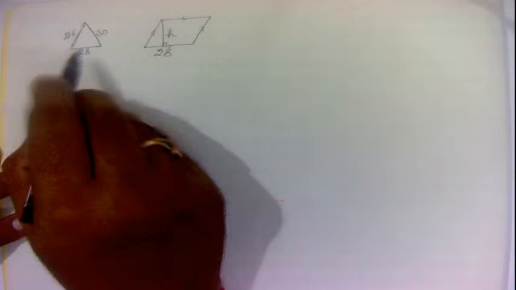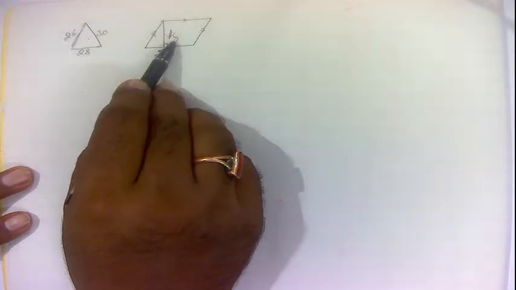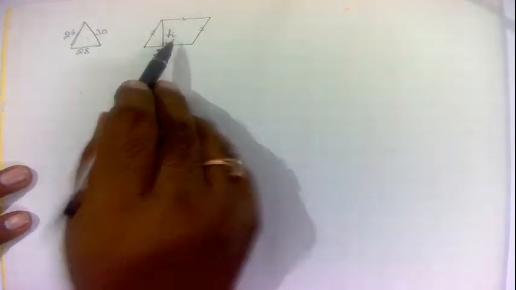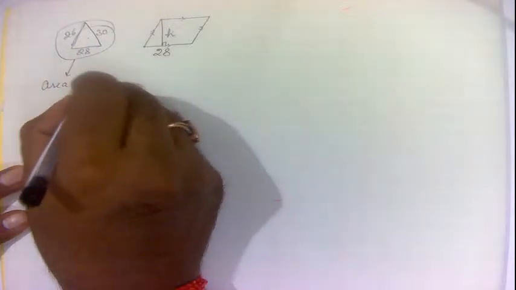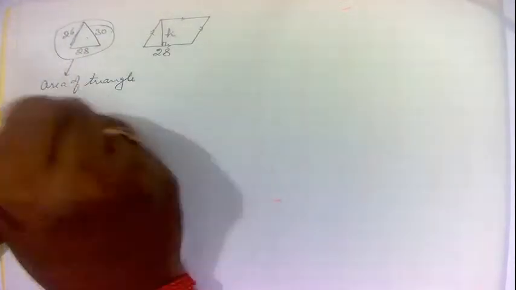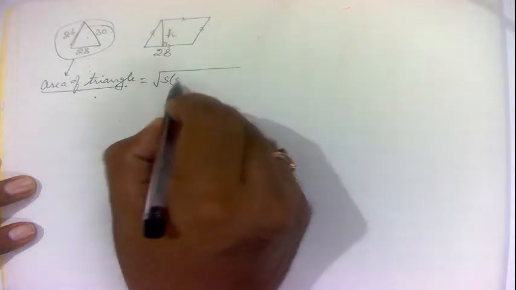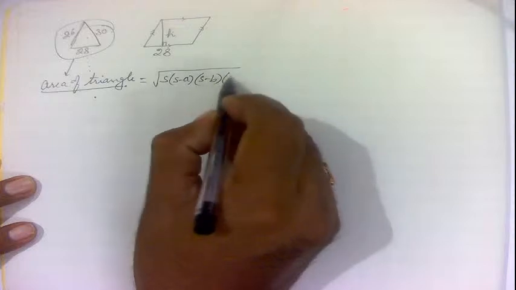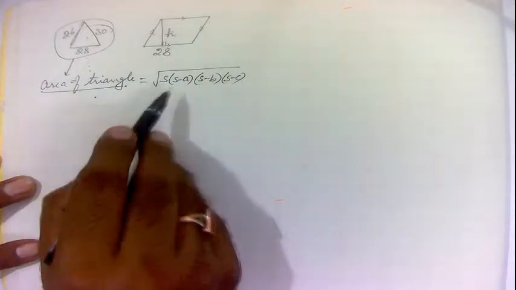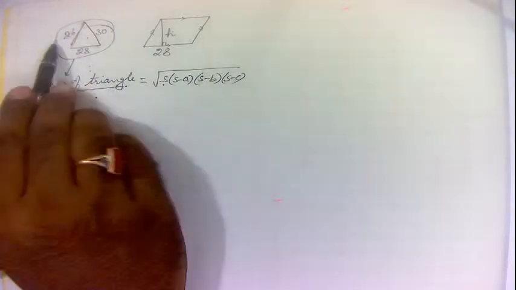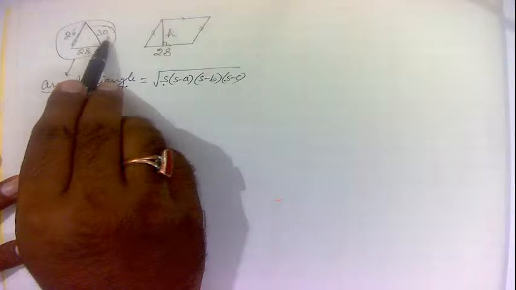We are given that the area of the triangle and the parallelogram are equal. So first of all we will find the area of the triangle, and this will be done using Heron's formula. You calculate it yourself, I'll just explain how the question is to be done. Heron's formula: the square root of s(s minus a)(s minus b)(s minus c), where s is a plus b plus c upon 2, with a 26, b 28 and c 30.